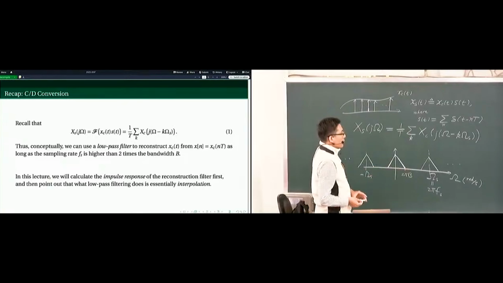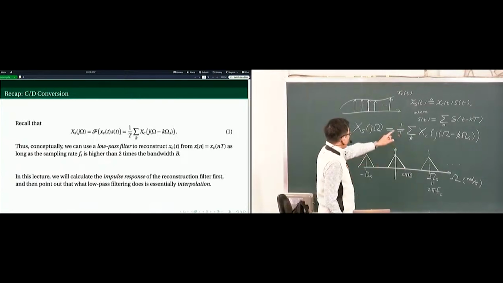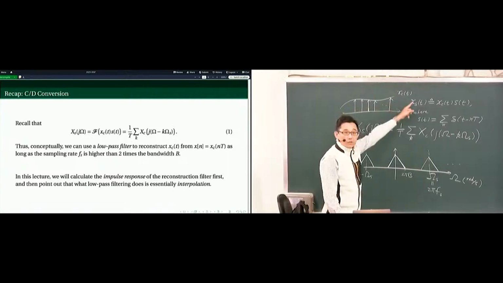This is good, because now the question is, how do we go back from the sequence of spikes back to the continuous time?